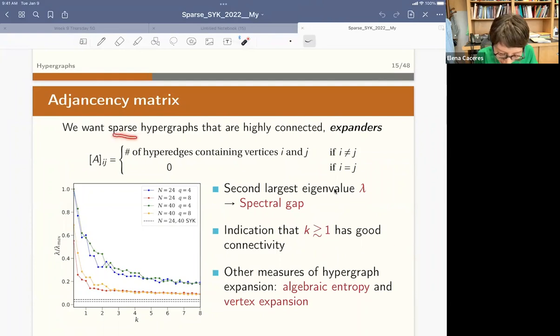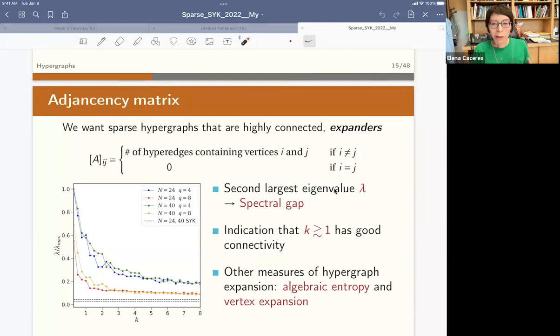we want sparse hypergraphs, but we want them still to be highly connected, right? Because this connectivity is the one that is going to then produce all the physical properties that we have, and this high connectivity makes it closer to the all-to-all SYK. There's a name for those hypergraphs. They are called expanders, okay? And in the math literature, there are ways of quantifying how good an expander a hypergraph is.